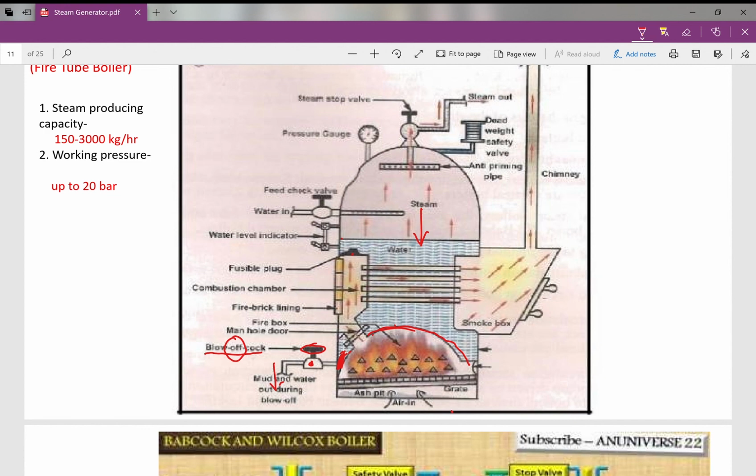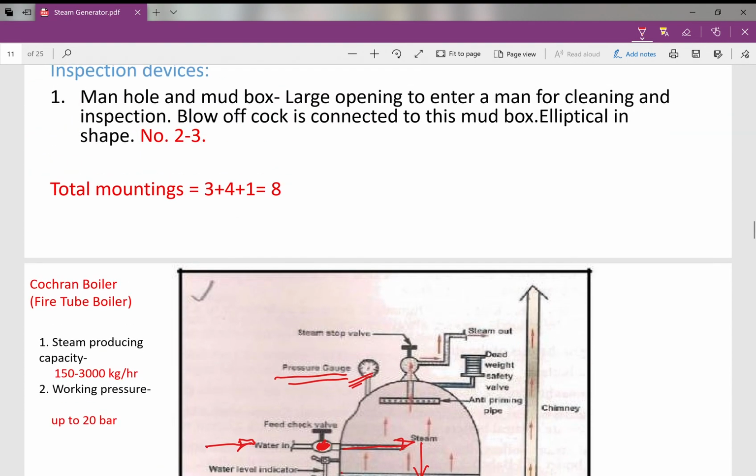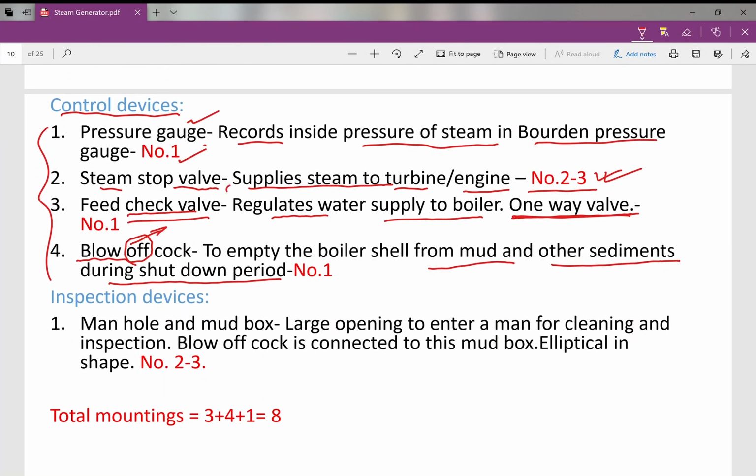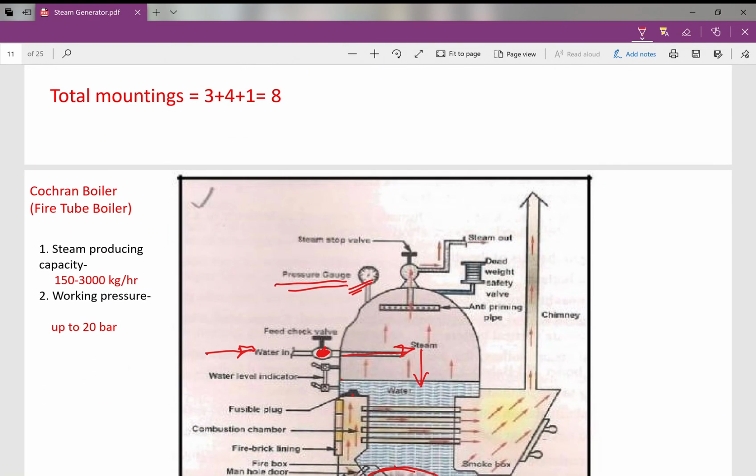The pressure gauge is located here at the top. The feed check valve is here now. This is your feed check valve. We supply water from outside. So this is your one way valve. One way valve. So water is supplied inside this boiler. Right. Now let us move to the steam stop valve. Yes, this is located at the top. Steam stop valve. This one.